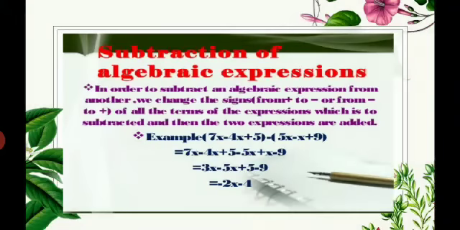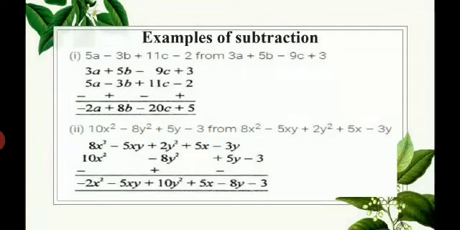There is another example, and this is another way to solve the subtraction question, like 7x minus 4x plus 5. Minus is outside, so each sign has been changed. The minus is changed to plus, and plus changed to minus. So you can solve it. This is another way to solve this type of question: write it over there, then change the sign and then solve it.